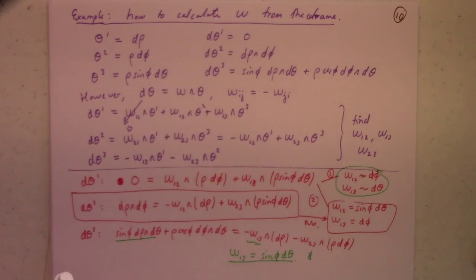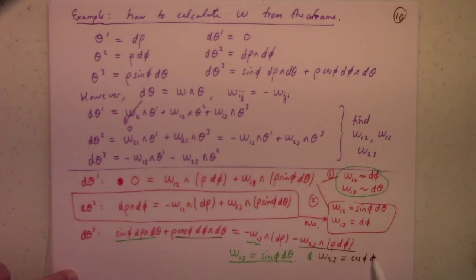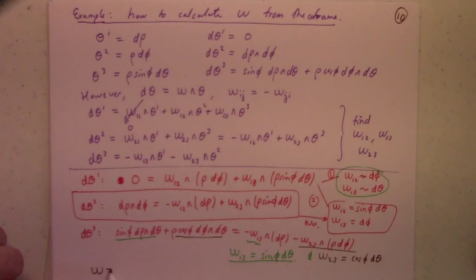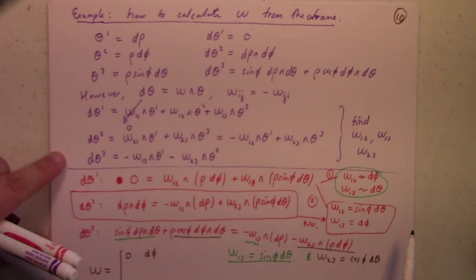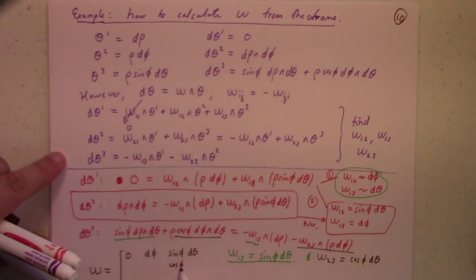Now to match the other two terms, let me use a different color. To match this guy and this, I need omega 2,3 to be, well, the rhos kind of cancel out, but you can see omega 2,3 is going to have to be cosine phi d theta, yeah. All right, so in total, we find this. Omega: omega 1,2, so we get 0, we get d phi. Omega 1,3 is, now I'm not saying it's equal to d theta, it's proportional. In fact, the proportionality is sine phi. Sine phi d theta and cosine phi d theta. And then, of course, 0 is on the diagonal and minus what we have down here.